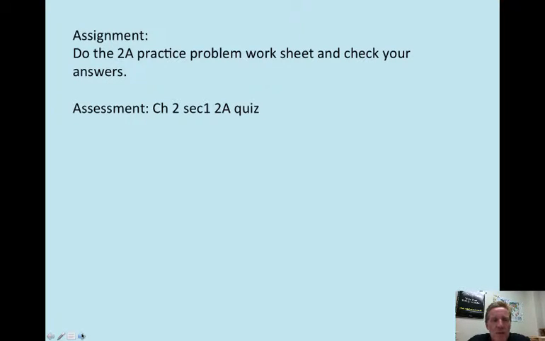section of Chapter 2. Your assignment from here is to do the 2A practice problem worksheet and check your answers. You can do it as you go, or you can do them all and then check. It's probably a good idea to check them as you go, maybe do a couple, then check. I don't want you to do a whole bunch and then see that you're not doing it right. Once you've done that, do the Chapter 2, Section 1, 2A quiz, and then you can move on from there.